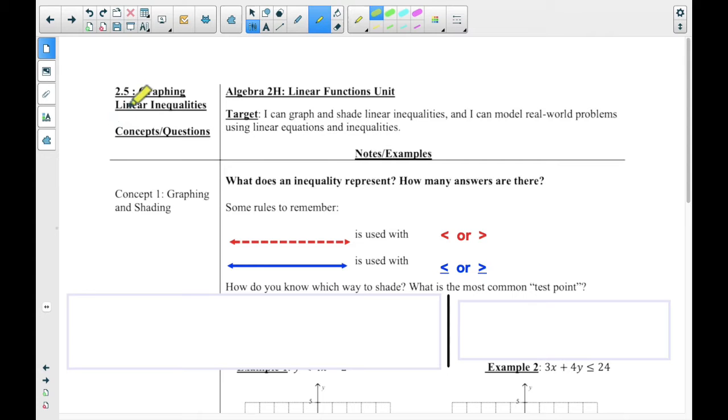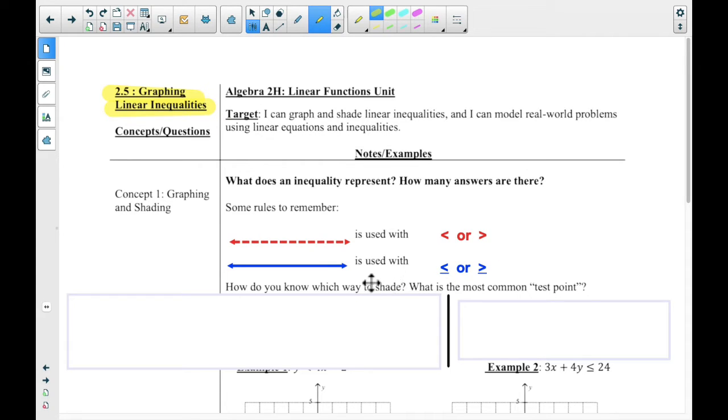Hi everybody, this video today is going to talk about lesson 2.5 and we're going to be graphing inequalities. So a couple things to remember. Remember that we have a dotted line. When we graph, we use a dotted line with a less than or a greater than, and we use a solid line when we have a less than or equal to or greater than or equal to.